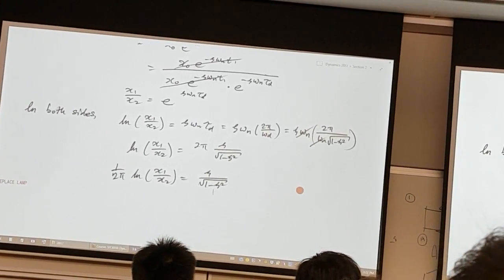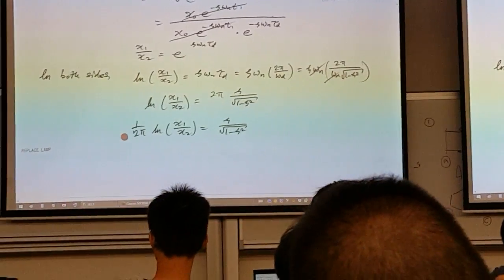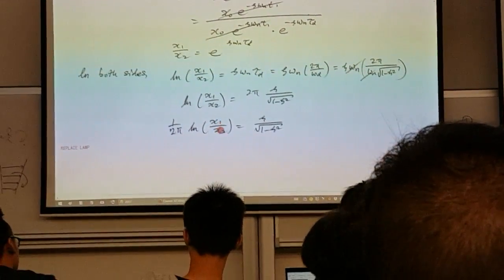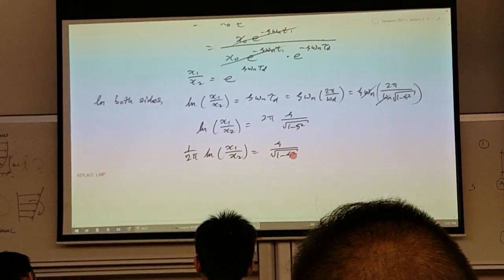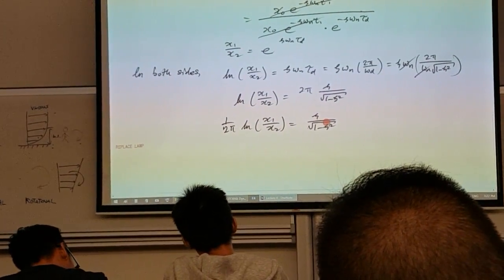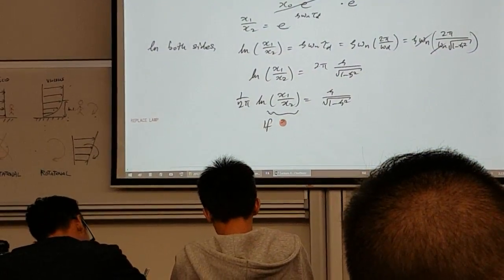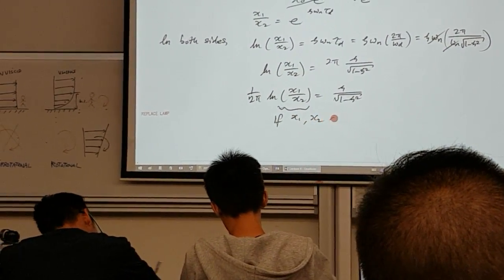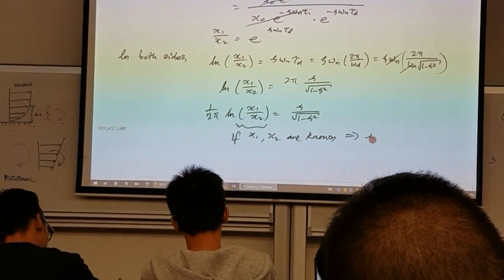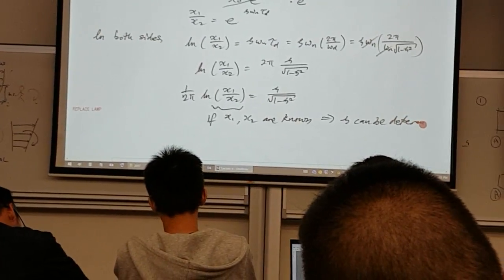So you can see how many unknowns there are. This 1 over 2 pi is constant, it's not an unknown. x1 is unknown, x2 is unknown, and on the right hand side only zeta is unknown. So what that means is that if x1 and x2 are known, then zeta can be determined.